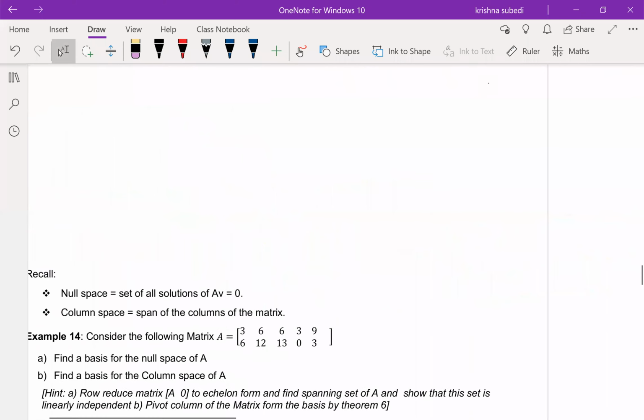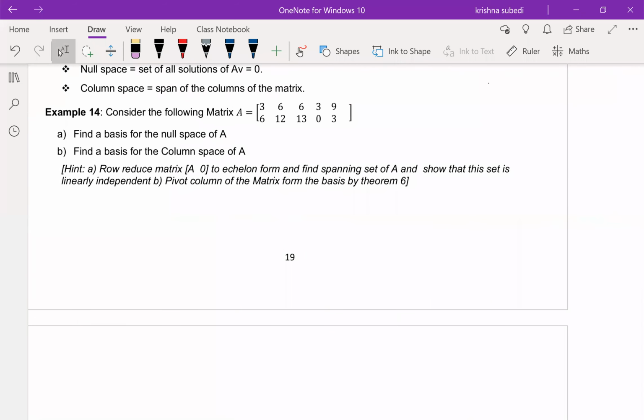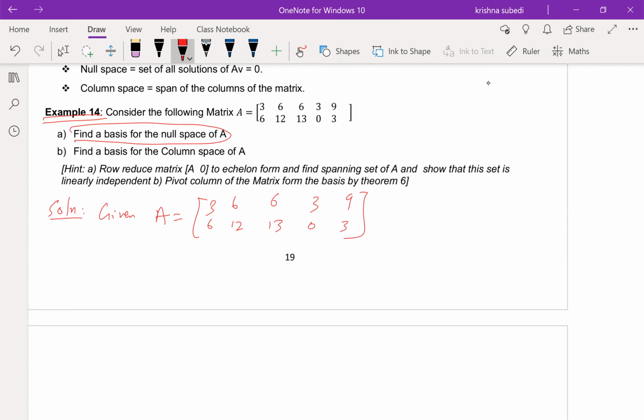Let's look at this example 14. Given A is 3, 6, 6, 12. This is a coefficient matrix, okay? Now find a basis for the null space of A. We'll do that later. Find the basis for the column space of A. We'll do this first.